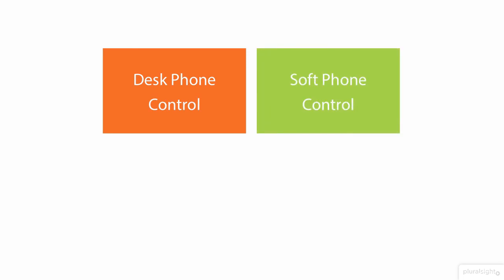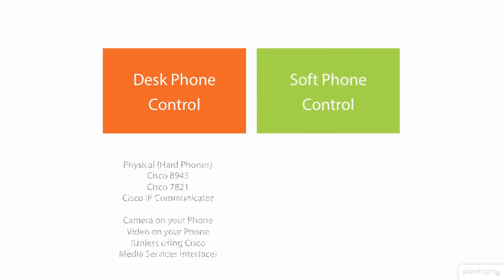In this slide, we're going to talk about two things: desk phone control and soft phone control. Desk phone control from Jabber is when we're configuring the Jabber for Windows client to control physical phones, or what I call hard phones. That could be something like a Cisco 8945 or a Cisco 7821. It could also be a Cisco IP Communicator.